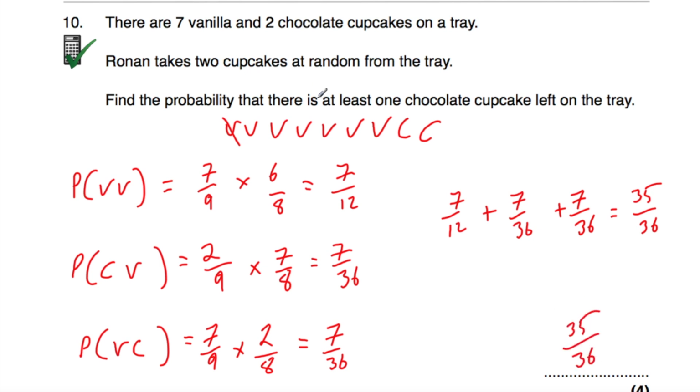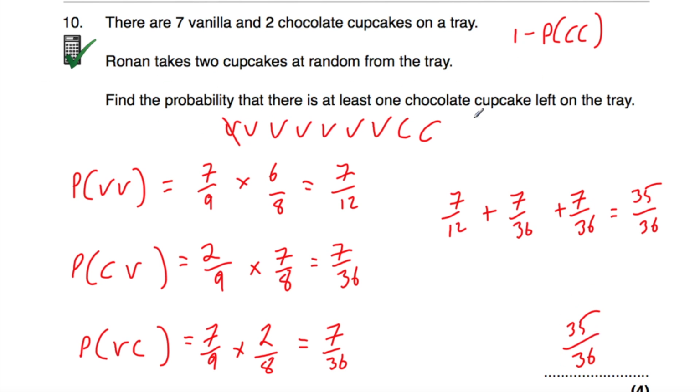Now, I did mention there was another way to do it, and rather than considering the probability that Ronan chooses 2 vanillas, a chocolate and a vanilla, and a vanilla and a chocolate, and therefore leaving one chocolate cupcake on the tray, what we could do is find the outcomes that would mean that there were no chocolate cupcakes left in the tray, which would only be a chocolate and a chocolate. So if we do 1 take away the probability of a chocolate and a chocolate, that should also give us 35/36. So let's check that.